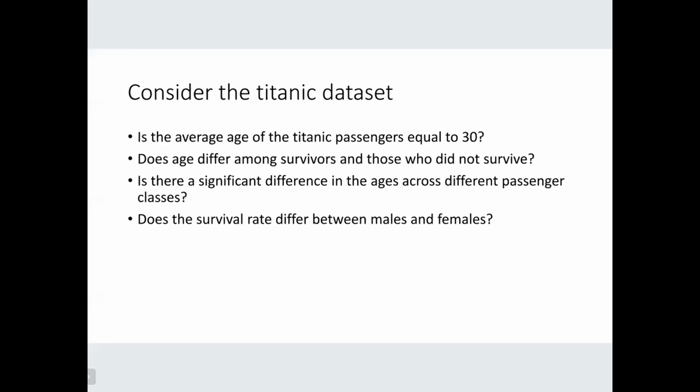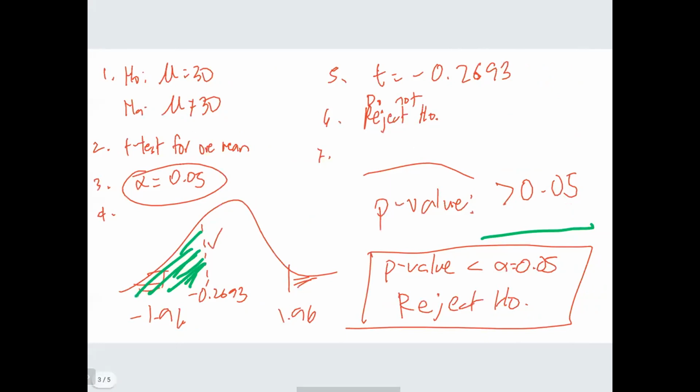And so from last meeting, we have answered questions 1 and 2, right? Is the average age of the Titanic passengers equal to 30? Actually, I still saved the solutions. So just a recap, these are the 7 steps when conducting hypothesis tests. This is the same for every hypothesis test we're going to discuss. Of course, the calculation steps 4, 5, 6, and 7.